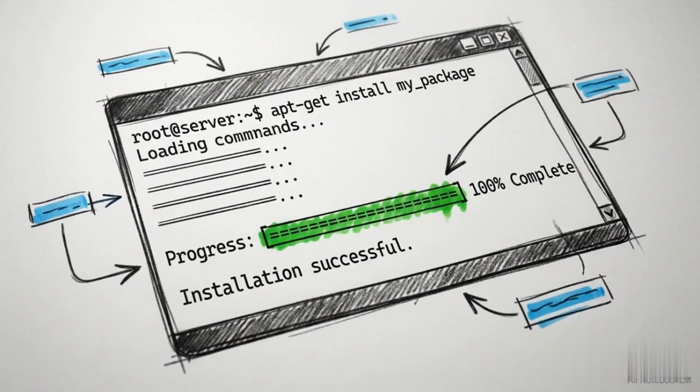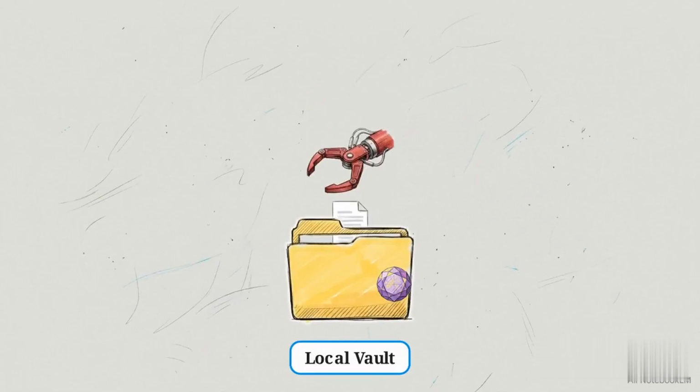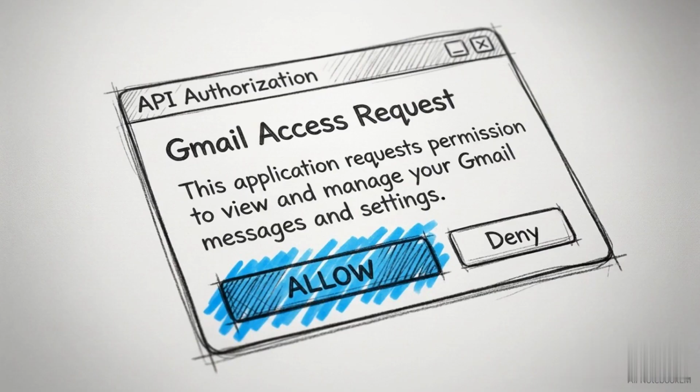To give the agent control, open the OpenClaw terminal and install the Obsidian CLI skill. This allows the agent to create and modify notes directly on your local machine. Next, the agent needs access to your information sources.